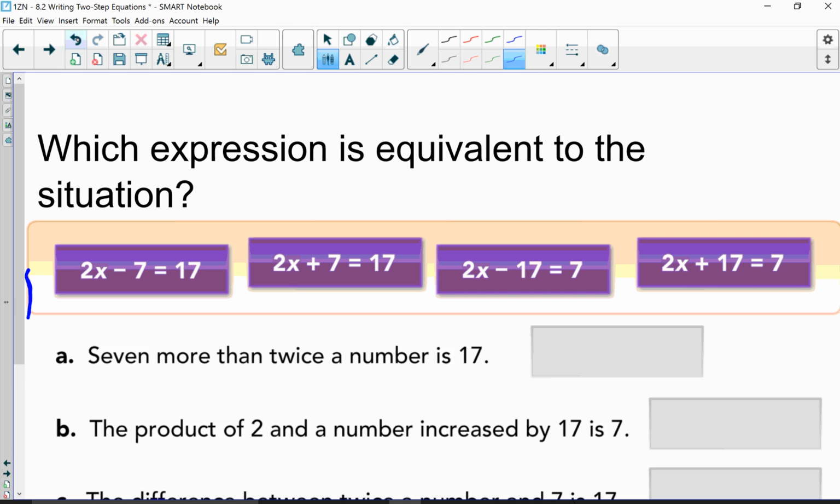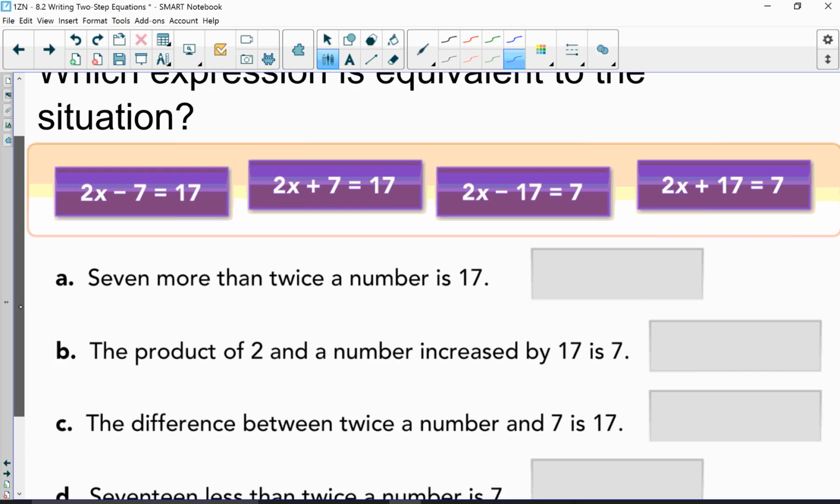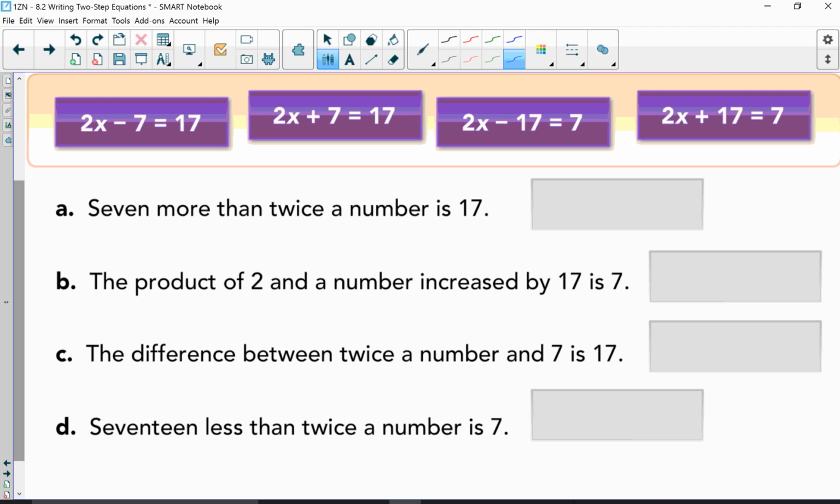This one is not necessarily nasty, but these can be kind of confusing to read. So let's just take one of these at a time. Let's take a look at A. 7 more than twice the number is 17. Which one of these equations up here at the top will fit into each of these boxes?